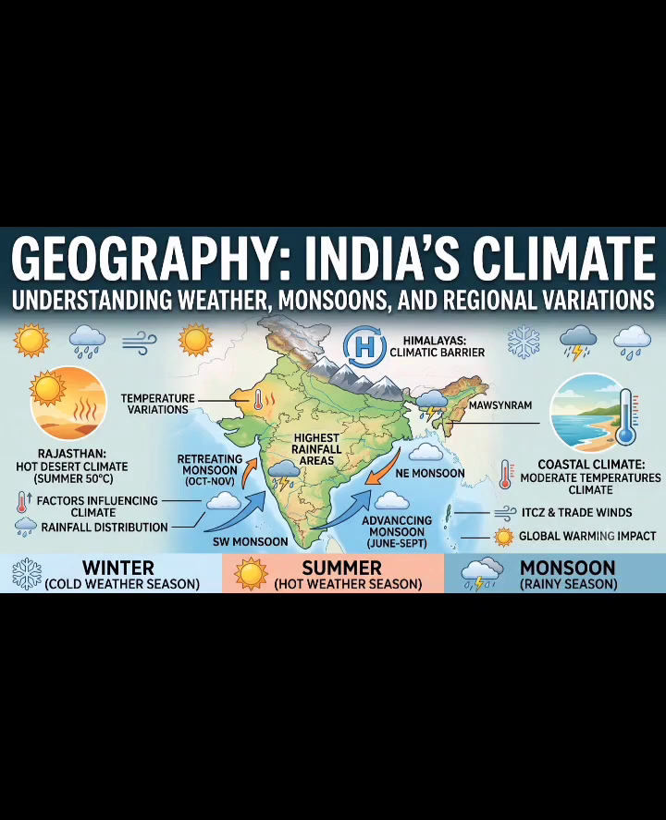Next question, why do coastal areas have moderate climate? So due to the moderating influence of the sea, land heats and cools faster than water, keeping coastal temperature stable year round. Next question, how does altitude affect temperature in India? So normal lapse rate applies, temperature decreases by 6.5 degrees Celsius per 1000 meter rise. That's why Darjeeling is cooler than the plains.